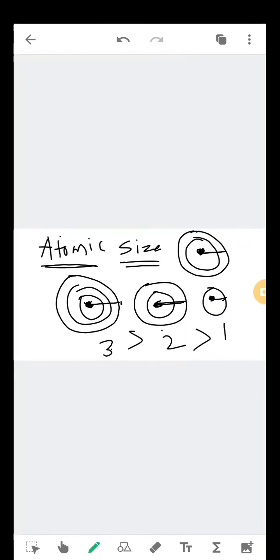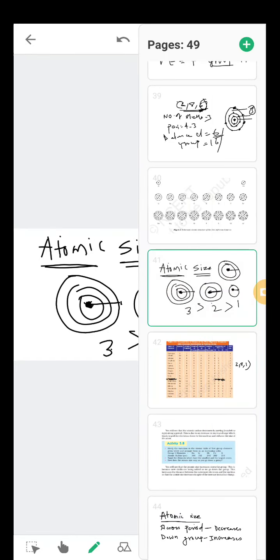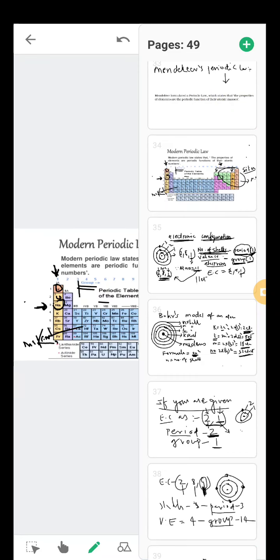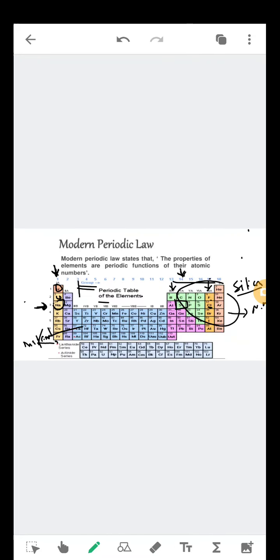Okay, so now why is this concept important? When you study the modern periodic table, you need to know these trends. What happens to the atomic size, what happens to the metallic character in the modern periodic table.